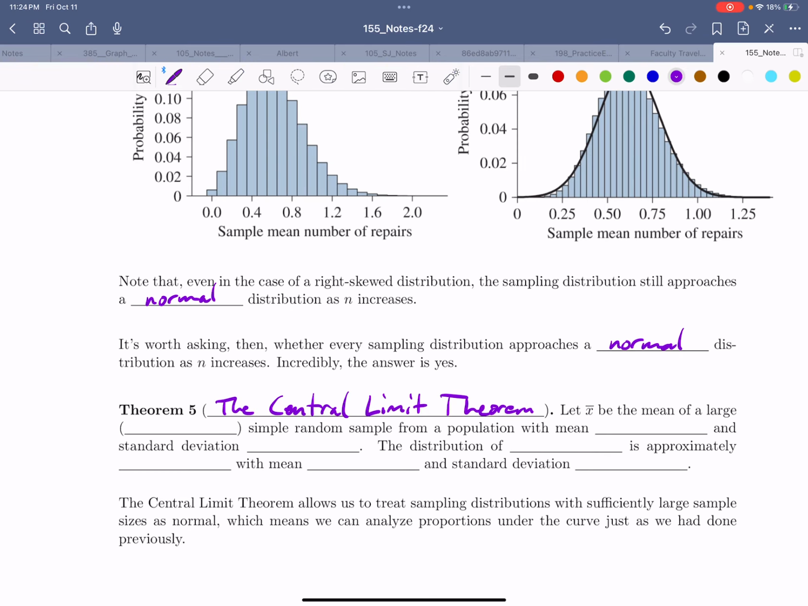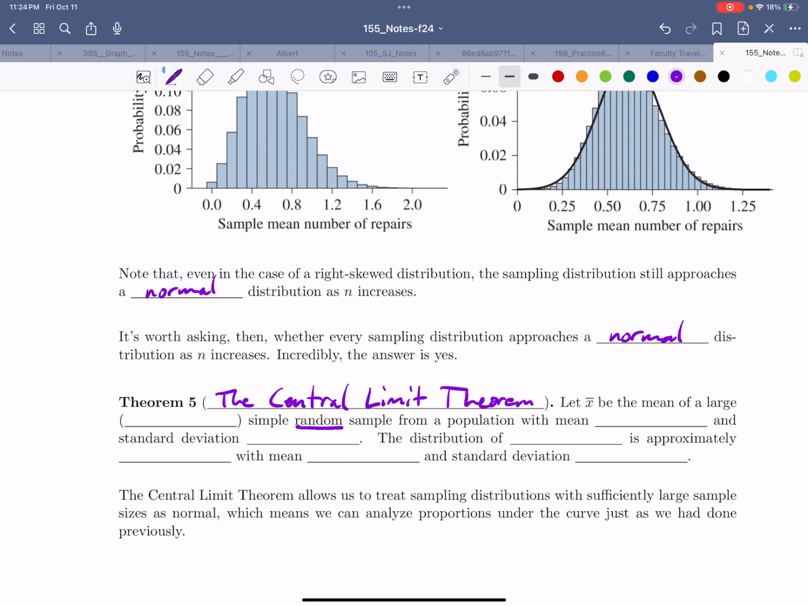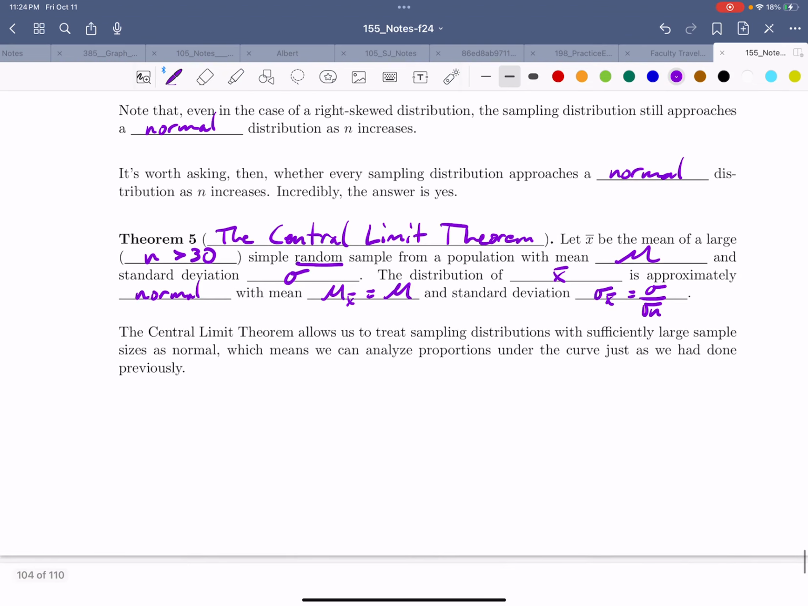X bar, the mean of a large simple random sample. Again, random is very important. And by large, we mean n is greater than 30. The population, we know, has mean mu and standard deviation sigma. The distribution of x bar is approximately normal with mean mu x bar equal to mu, and standard deviation sigma x bar equal to sigma. Okay? Oh, sorry, that is not correct. Sigma over root n. All right?